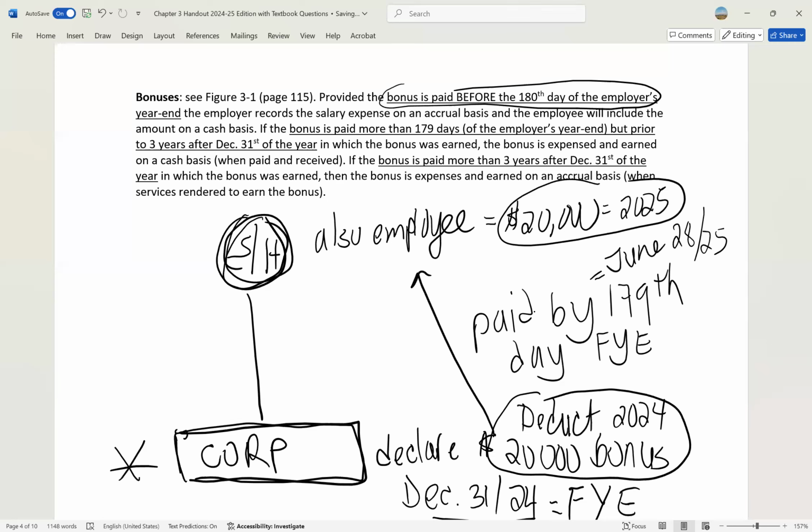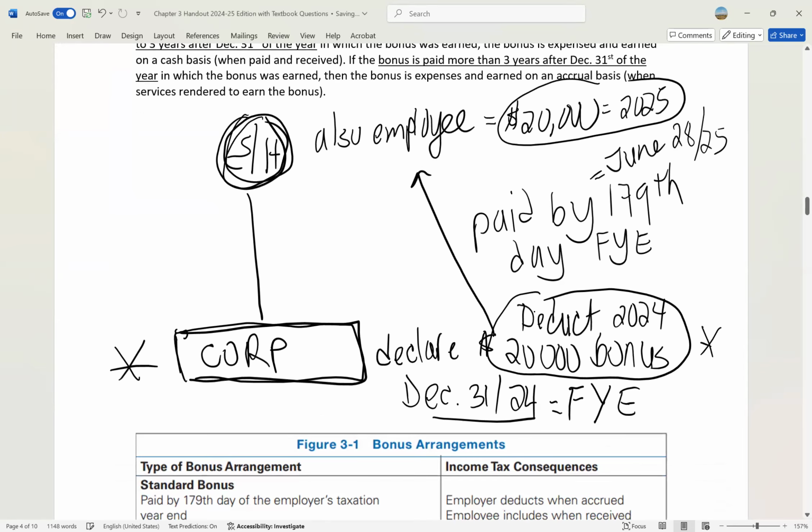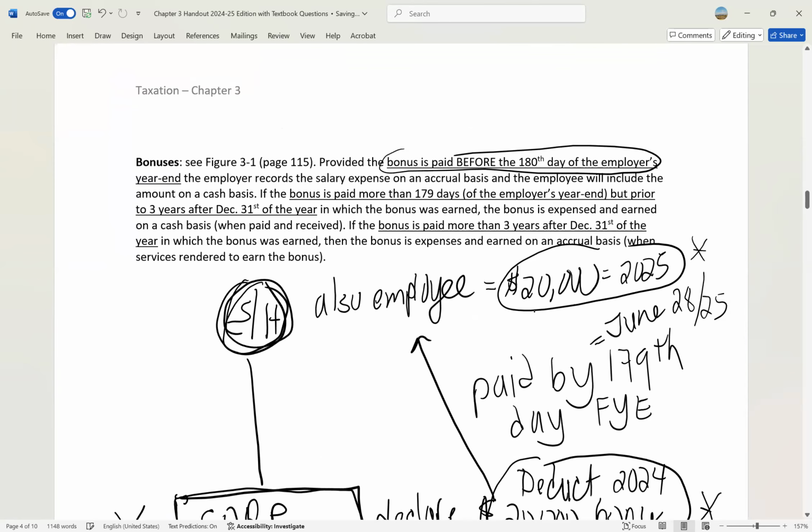And this is what we refer to as tax deferral. The corporation will get the deduction in 2024, which reduces their income this year, and so they pay less tax. But the employee doesn't have to include it as long as it's paid by the 179th day of the company's fiscal year end. The employee doesn't have to include it until the year they receive it. So this is planning that's used a lot for owner-managed companies. Corporation gets a deduction now. Employee doesn't have to include it until next year. So there's this tax deferral.